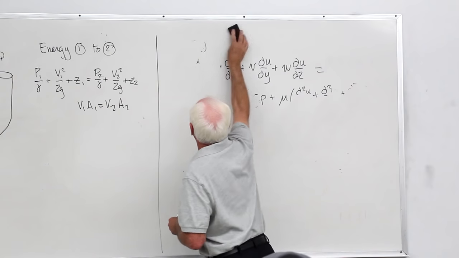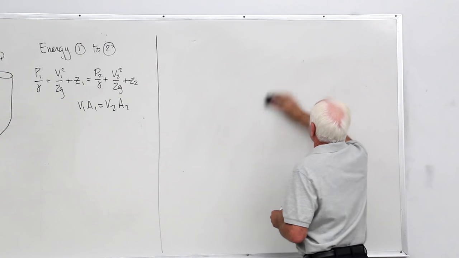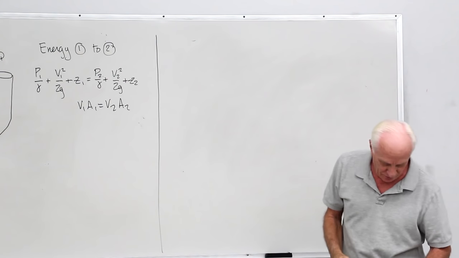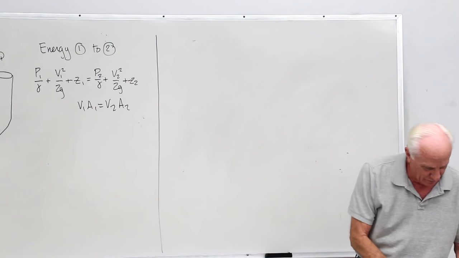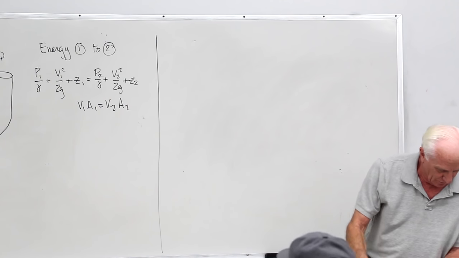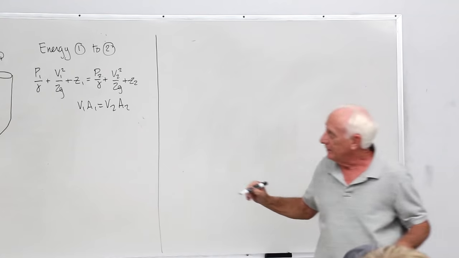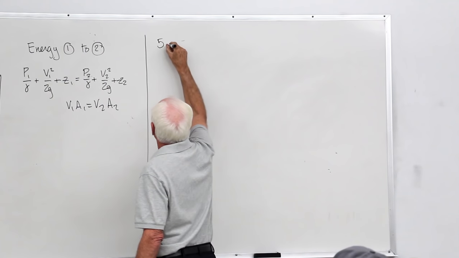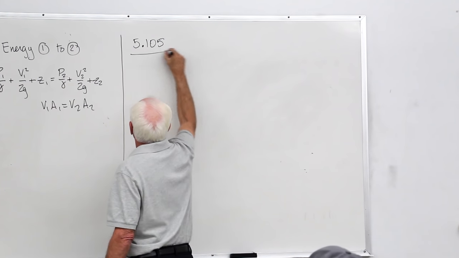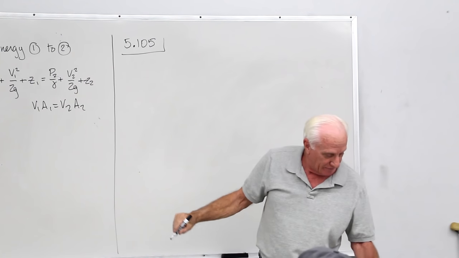Okay, now let's take the next one. 102, we're going to go to 105, I guess. 105, yeah, 105. All right, 105, we have a siphon in a tank.